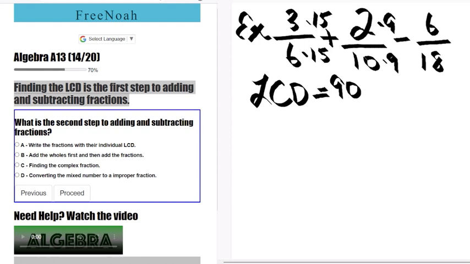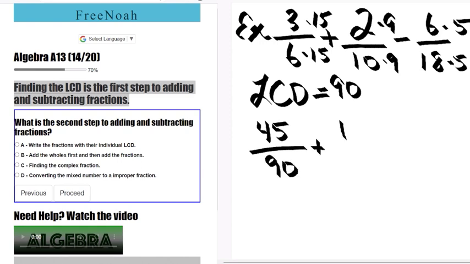Now let's take a look at 18 here. So 18, what'll give us 90? We multiply by 5. That'll give us 90. So we multiply the numerator and the denominator by 5. All right, let's continue on here. So now we're left with 3 times 15. That'll give us 45. And then 6 times 15 is 90, so 45 over 90. Now 2 times 9 for our second fraction will give us 18. The denominator, once again, is going to be 90, okay?